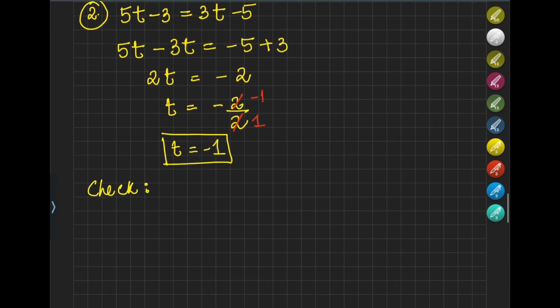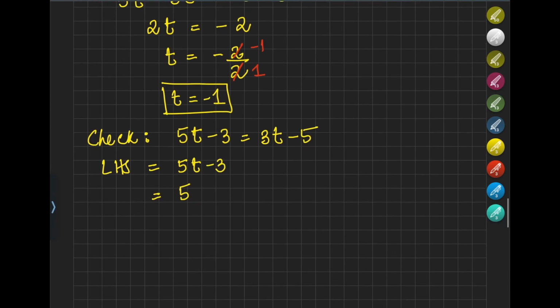What do we have to check? We have to check the equation 5t minus 3 is equal to 3t minus 5. So on the LHS, 5t minus 3. Put the value of t as minus 1: 5 times minus 1, minus 3. So minus 5 minus 3 is equal to minus 8 in the LHS.